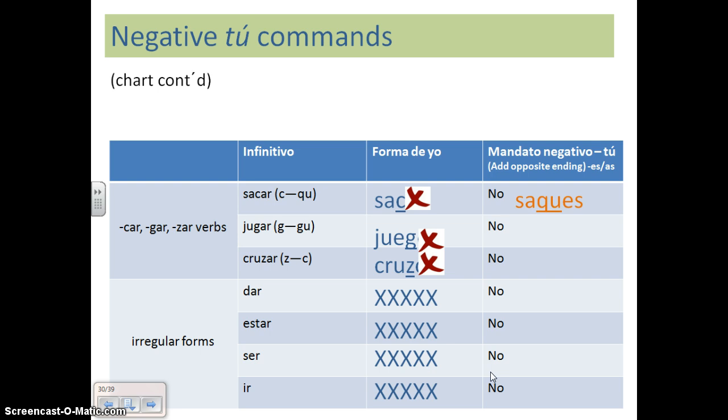So, when I do add that opposite ending, that is when my C changes to QU. I add the opposite ending since it's an AR verb, get ES. No saques. Juego, when I add the opposite ending, that's when my G changes to GU. Okay, it's an AR verb, so I add S. Cruzar, when I add the opposite ending, that's when my Z changes to C. Add the opposite ending and get S. No cruces.